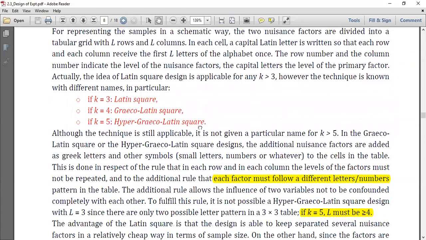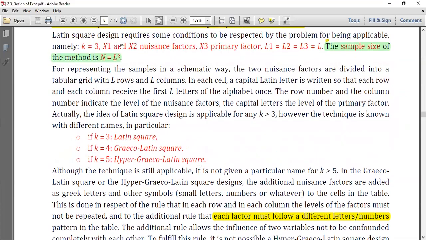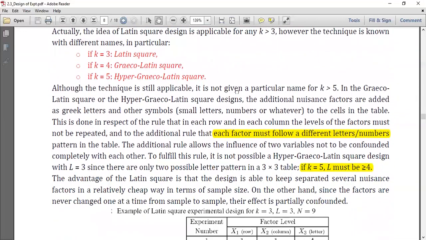Now there are higher versions of it. You can use 4 factors. For 3 factors it is specifically named Latin square. If you take 4 factors, that means 3 nuisance factors, x1, x2, x3, and 1 primary factor, it is called Greco-Latin square. Similarly, if you take 5 factors, it is called Hyper-Greco-Latin square. More than that, it becomes complicated. So a maximum of 3, 4 or 5 factors can be used under Latin square design. Preferably more than 5 is not good in terms of analysis.